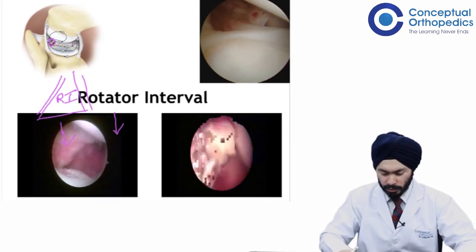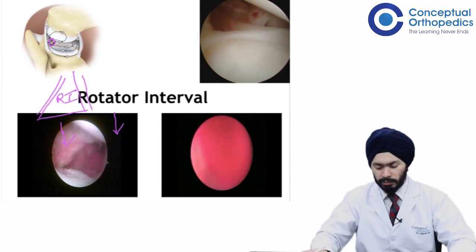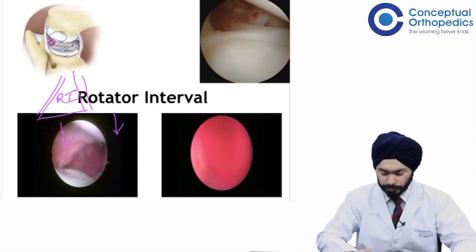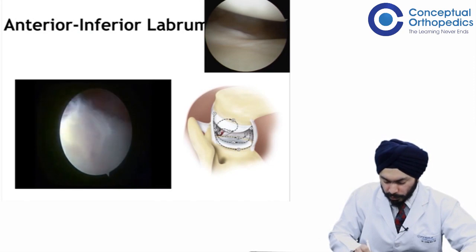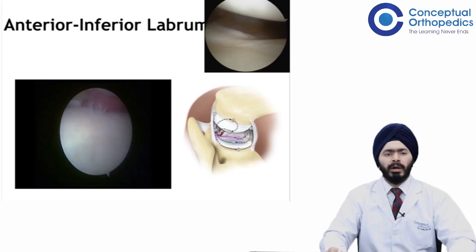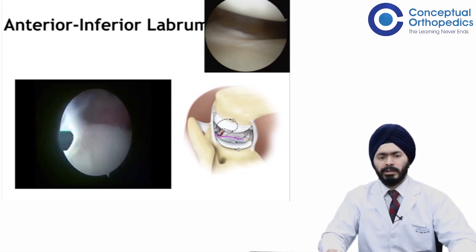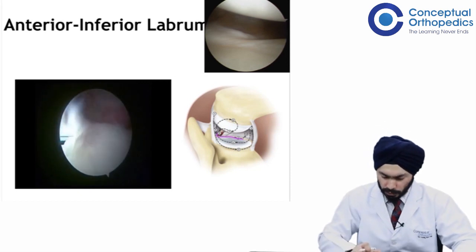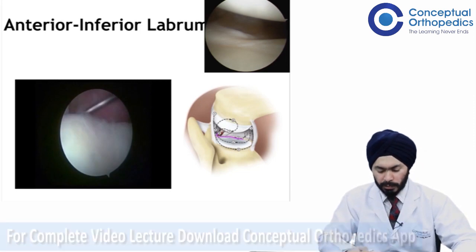After you have seen the rotator interval, you move on to the next structure. You go down inferiorly, visualizing your anterior labrum and antero-inferior labrum. From the rotator interval, you go along the anterior labrum, visualizing all the anterior and antero-inferior labrum. In case of a Bankart's lesion instability, you will see a tear in the antero-inferior labrum. All these steps are done looking from the posterior portal only.